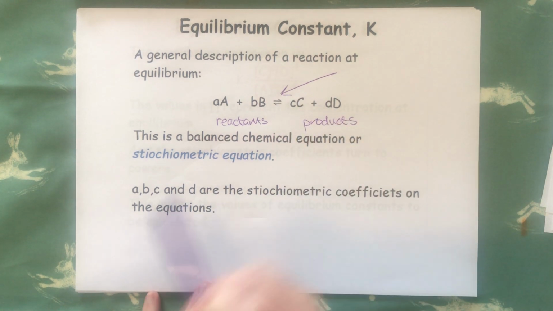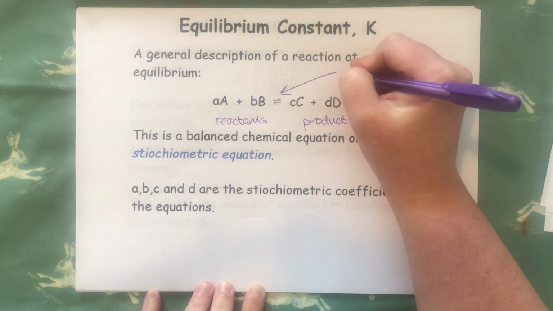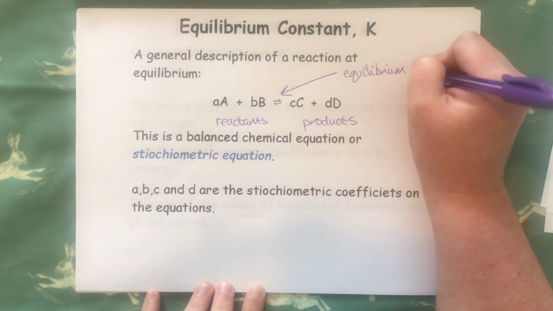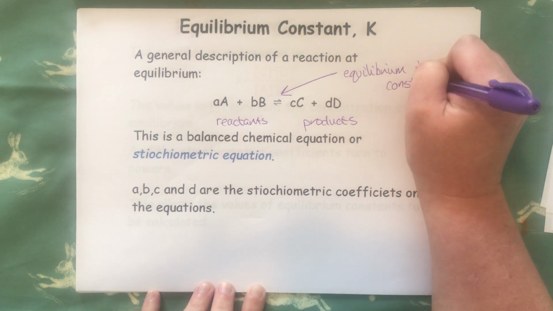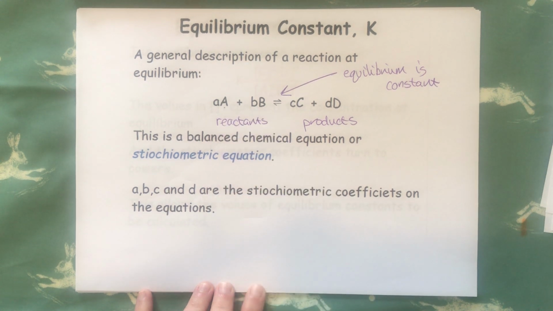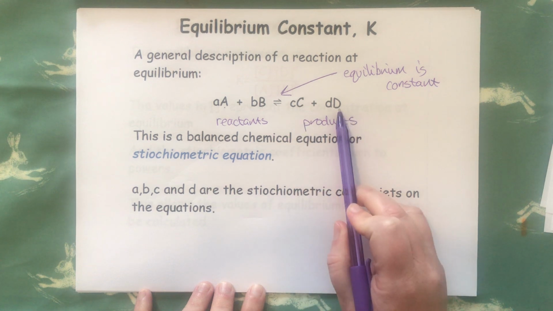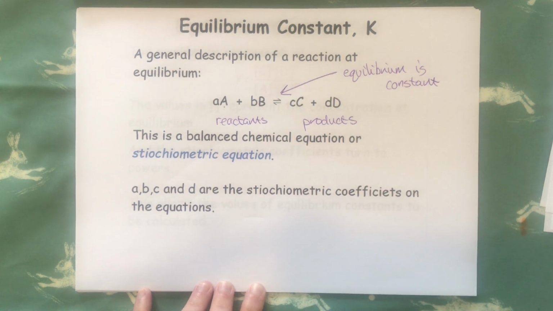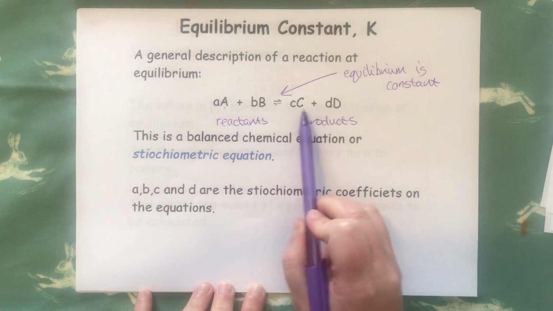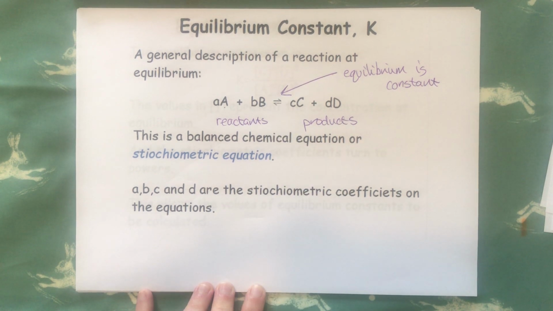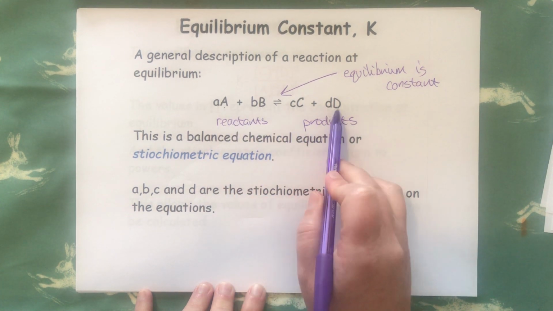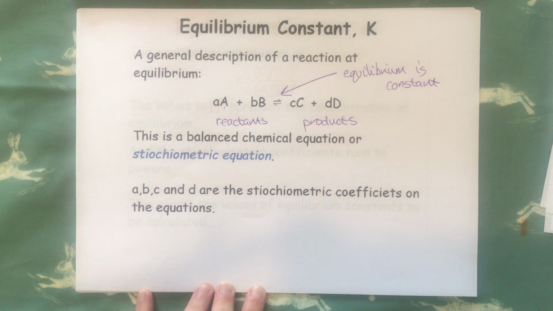This little reversible arrow, with the arrows the same size on both sides, shows that the equilibrium is constant. So we have A representing our first reactant, B our second reactant, C our first product, and D our second product, just as an example. This is a balanced chemical reaction, and these lowercase a, b, c and d just represent the coefficients that we put in front of these reactants and products just to balance them up.